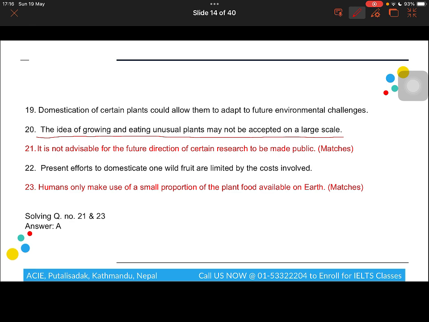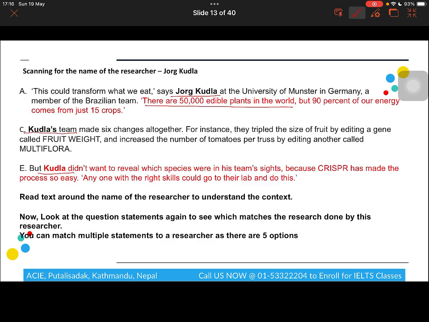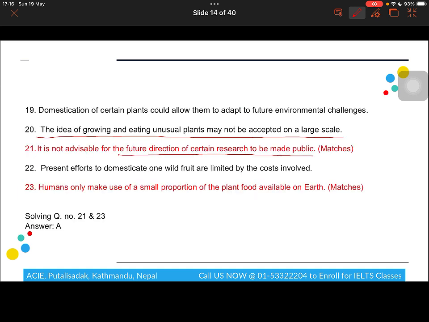Question number 21, it is not advisable for the future direction of certain research to be made public. Now, if we go back, we can see that in paragraph E, he does not want to reveal which species were in his team's sites, because he thinks that anybody could go and do this, and hence he does not want his research to be made public.